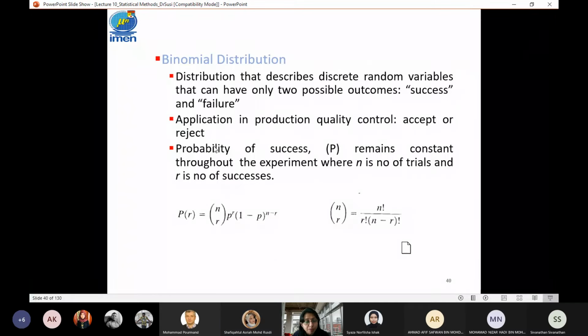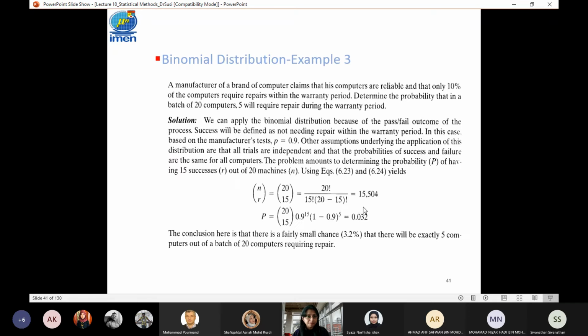Okay, next we move to binomial. Just now was a Gaussian distribution. Now we move to a binomial distribution. A binomial distribution describes discrete random variables that have only 2 possible outcomes, success or failure. For example, in production quality control, you can have accept or reject. The probability of success remains constant throughout the experiment, where n is the number of trials and r is the number of successes. These are the equations used to govern the binomial distribution.